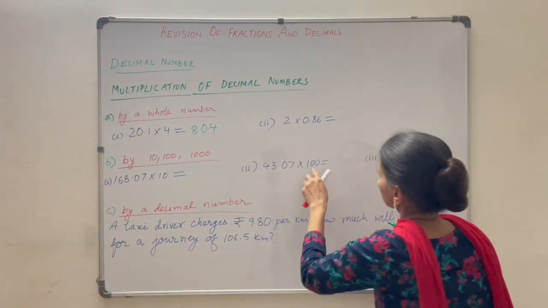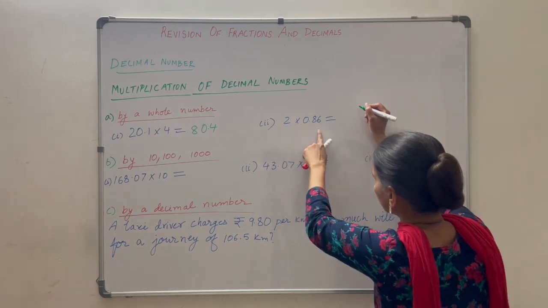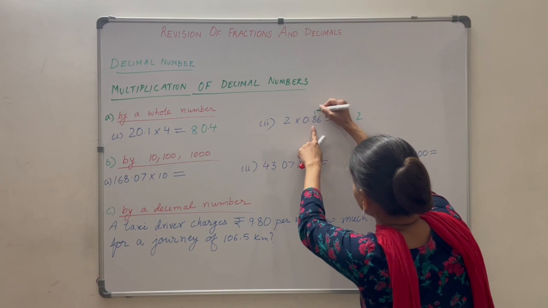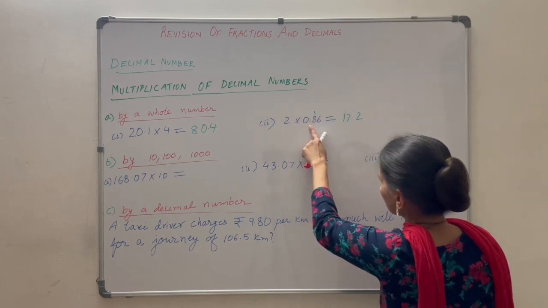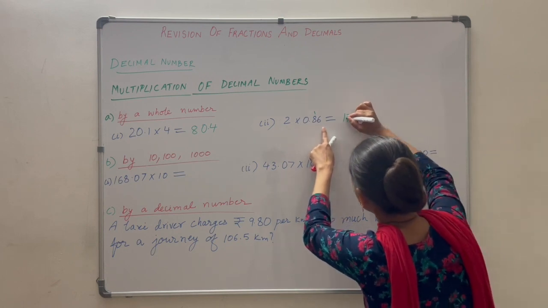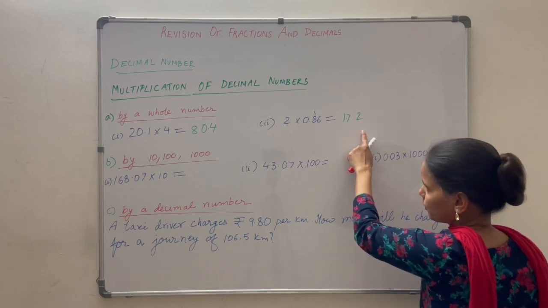Here also same way we will ignore the decimal point first and we are going to multiply 2 into 86. So 6 into 2 is 12, carry over 1. 8 into 2 is 16 and 1 is 17. Here after the decimal point 2 digits are there. So here we are going to place the decimal point here. So there are 2 digits after the decimal point, 1.72.